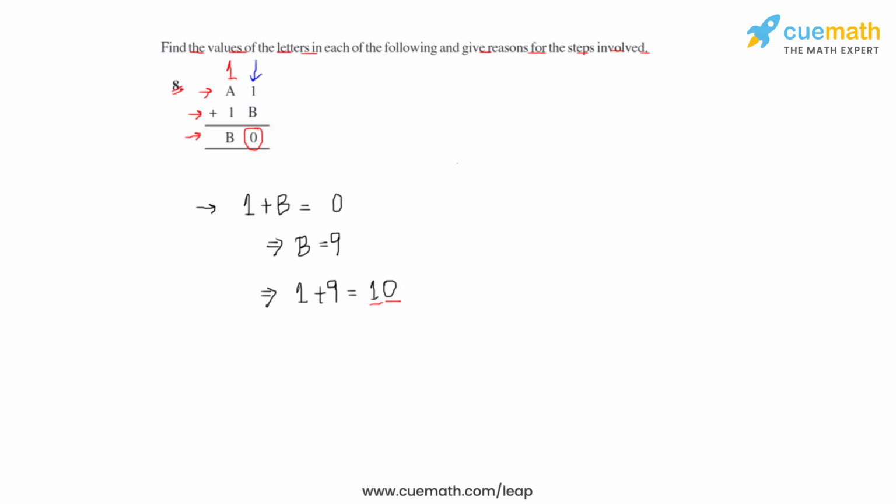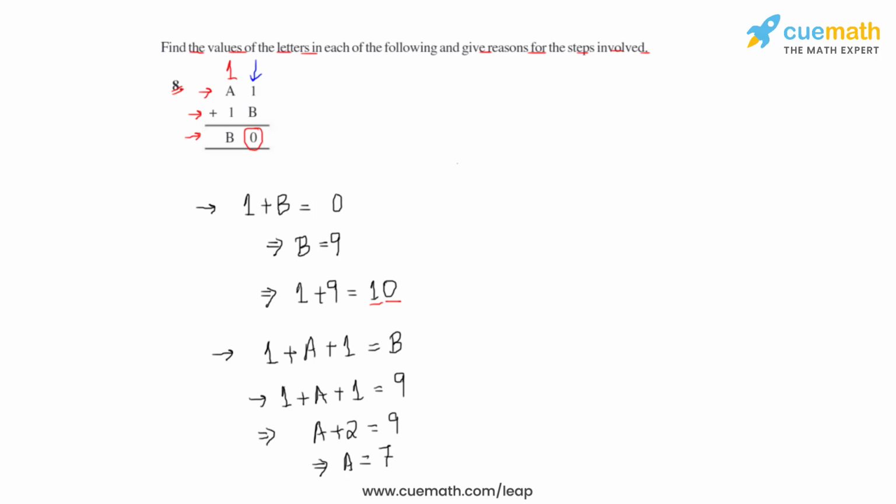Now if we study the sum of the digits in the tens column, we have 1 plus A plus 1 equals B, but we already have got a value of B, so we'll replace it with that. So 1 plus A plus 1 equals 9. If we add the numbers on the left hand side, we get A plus 2 equals 9. Eventually the value of A that we get here would be 7.